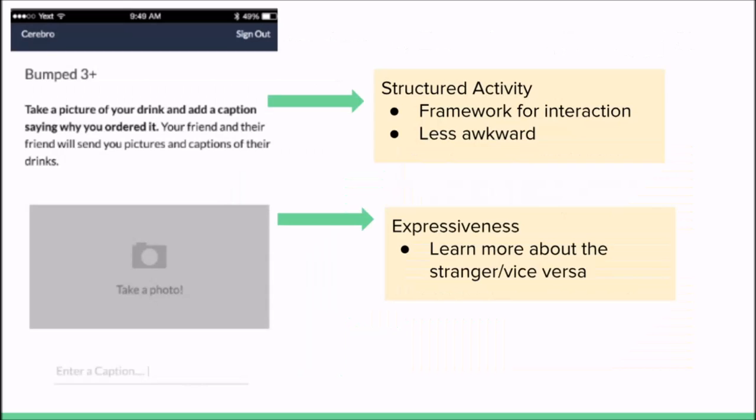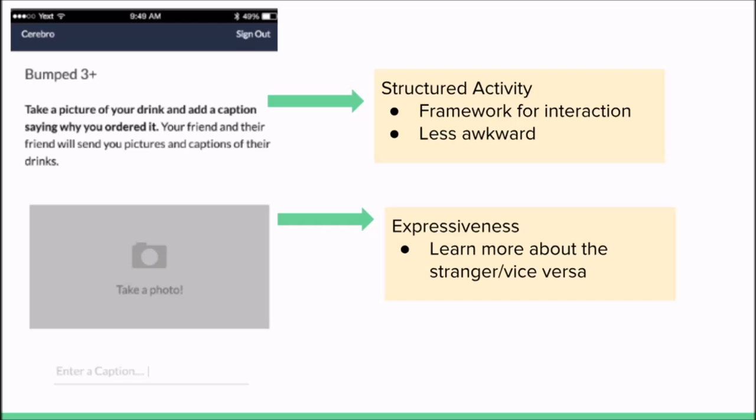So if you choose to participate in the experience, you would take a picture of your drink and write a caption about why you would order it. So you have a very structured framework. You know what to do, and so it's less awkward than if you were in a free-form experience where you could just say whatever you want. You might not know what to say.